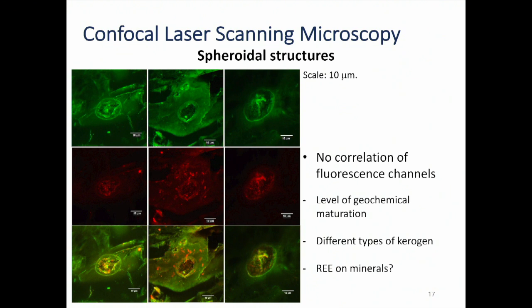For instance, we have different types of kerogen with different grades of maturation. They were subjected to different temperatures. Or this may not be only due to kerogen, but could be rare earth elements or transition metals embedded in the minerals that could be producing luminescence, fluorescence. And this is something that we have been studying now in more detail.